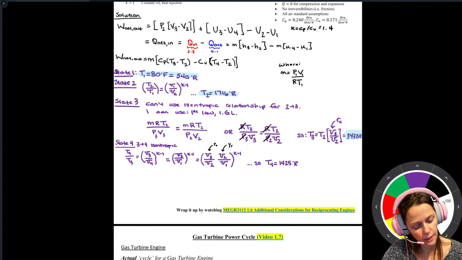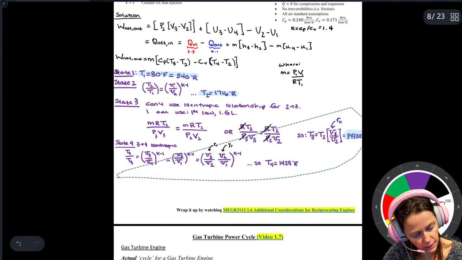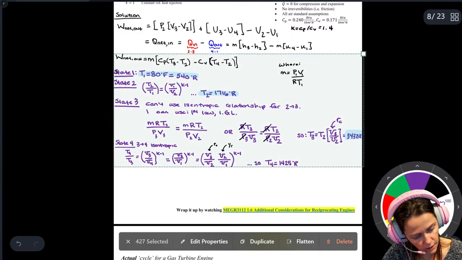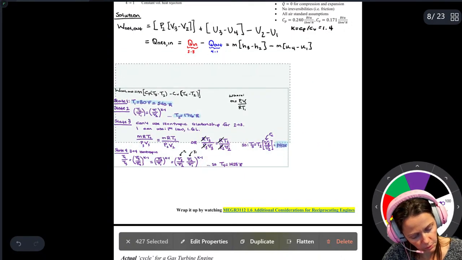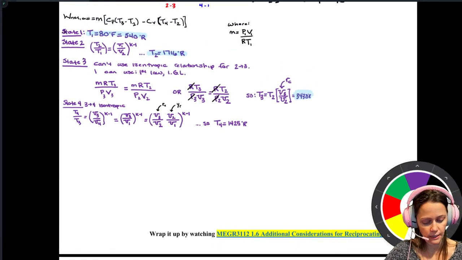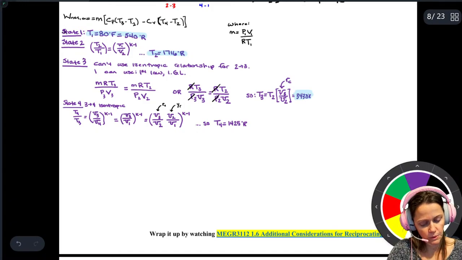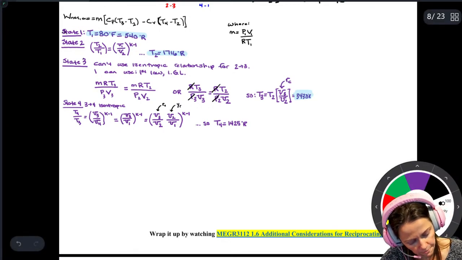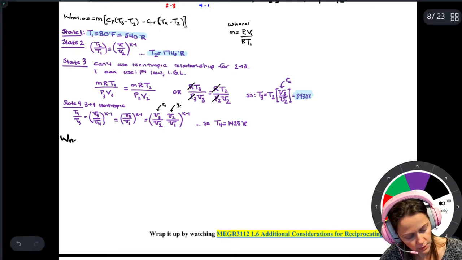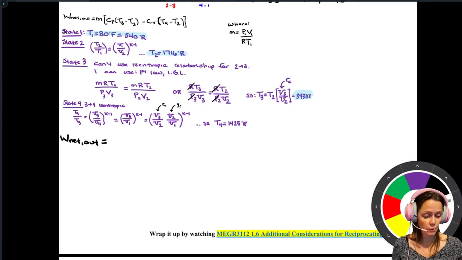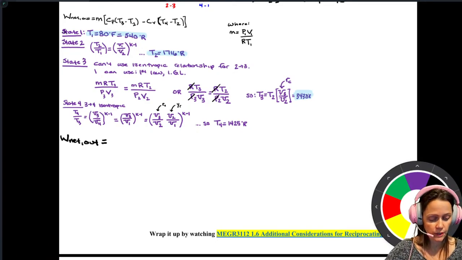I think what I'm going to need to do, because I need to plug some stuff in, is give myself just a moment. All right. So I've got my work net out. I'm going to take that equation right there and solve for what I need to. So my work net out is equal to the mass, which I defined up there in the upper right hand corner. It's P1V1 divided by RT1.